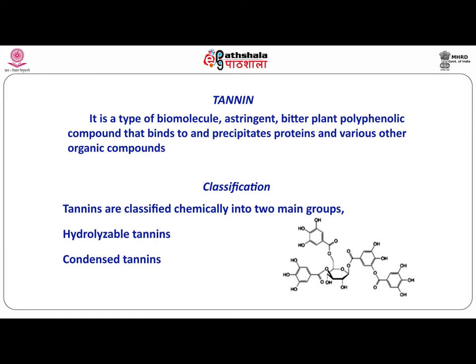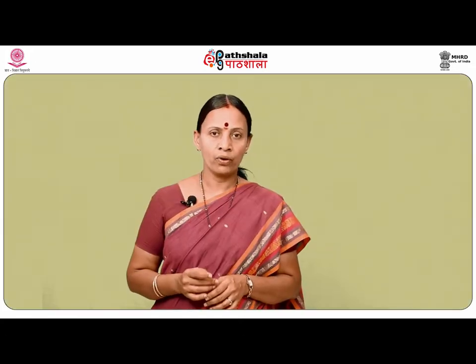Tannin is a type of biomolecule, an astringent, bitter plant polyphenolic compound that binds to and precipitates proteins and various other organic compounds, including amino acids and alkaloids. These compounds are widely distributed in many species of plants. The astringency causes the dry and puckery feeling in the mouth after the consumption of unripened fruit or red wine.